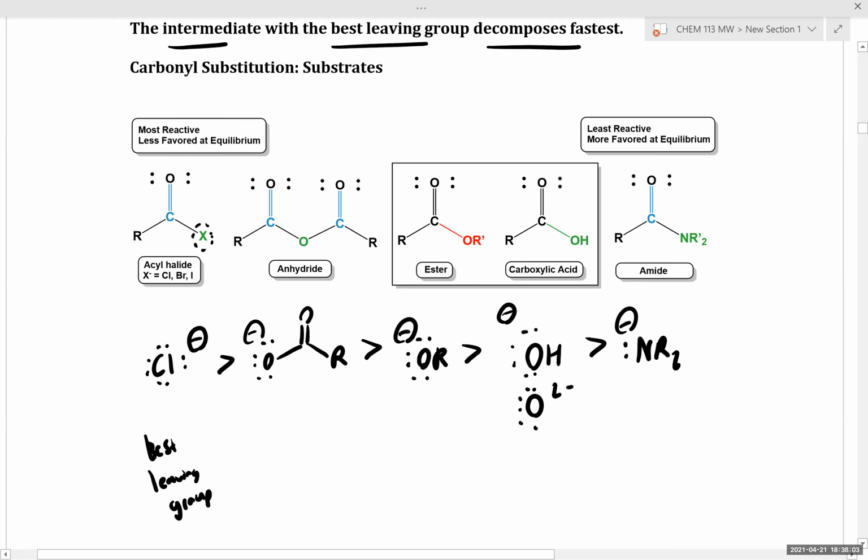So we see generally the more reactive carbonyl derivatives and carboxylic acid derivatives generally have the best leaving group attached to your carbonyl carbon. Does this idea make sense to everyone?